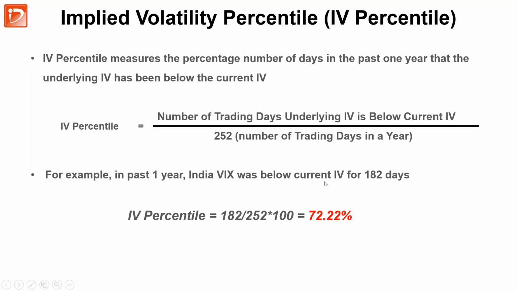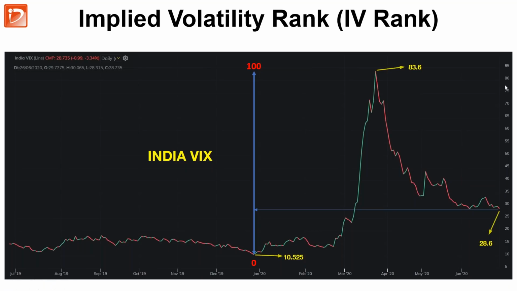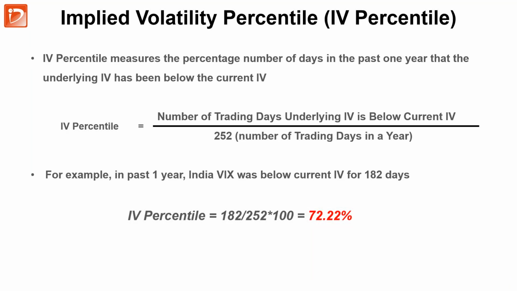The other method is like the percentile marks which people have in IIT and all that. I will show IV percentile also. They're slightly different in the way they are calculated. So implied volatility percentile is the other method. Here it measures the percentage of days in the past 1 year that the underlying IV has been below the current IV.